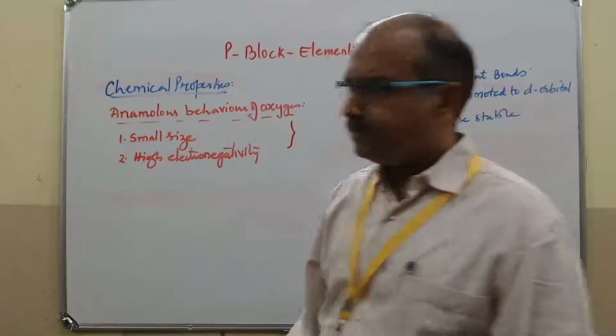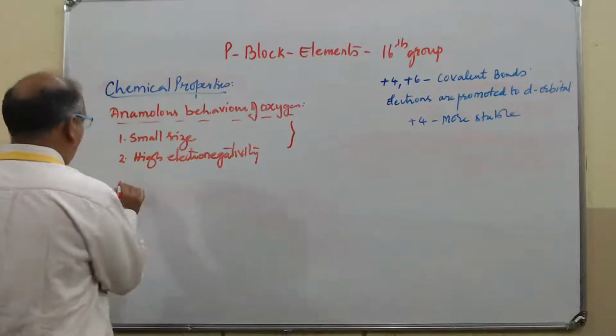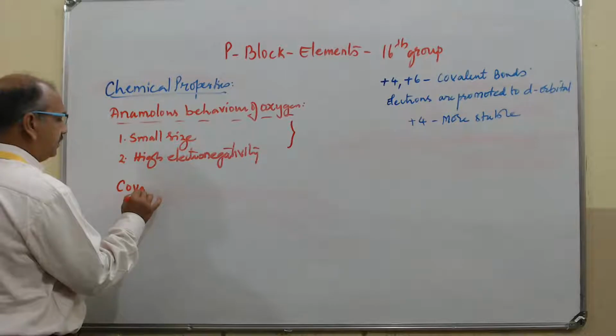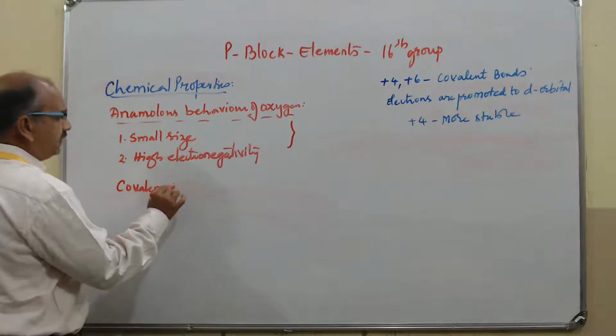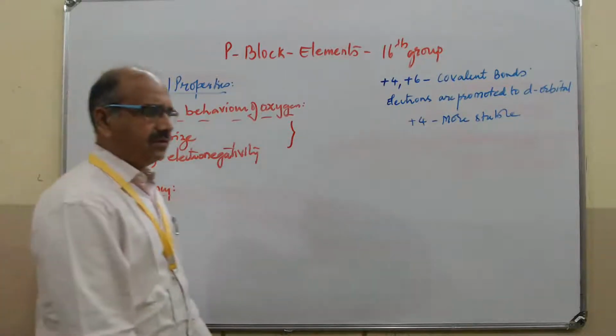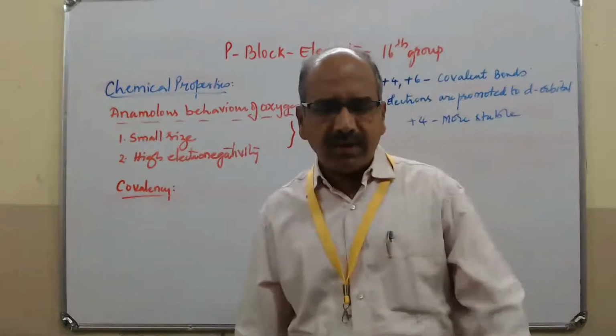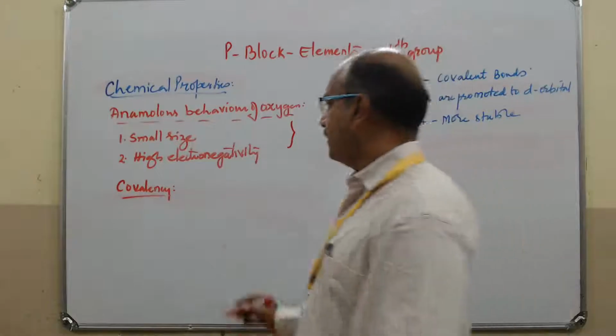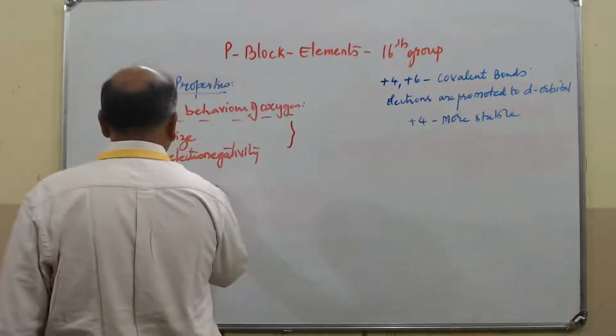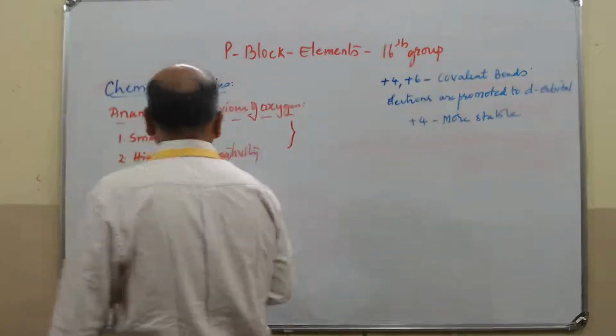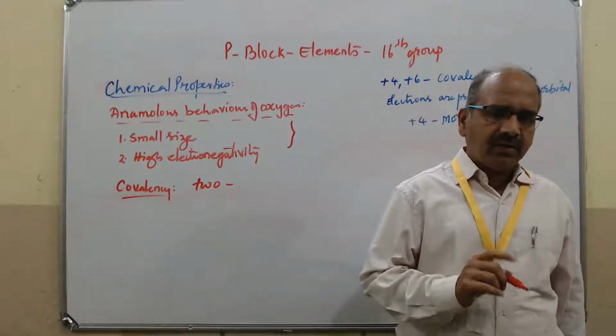Further, covalency. Covalency is the capacity or the tendency to form covalent bonds. How many covalent bonds can it form? Usually it is two. Two covalent bonds it is forming.